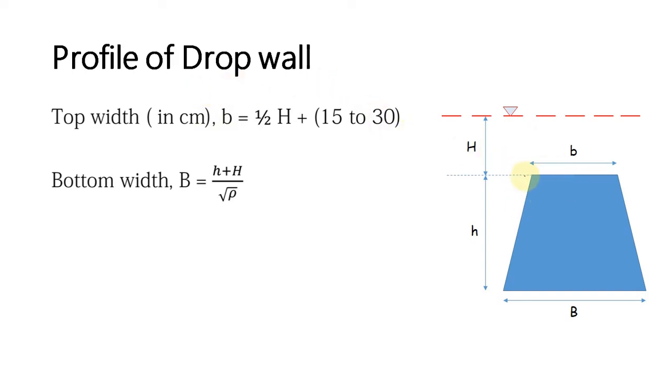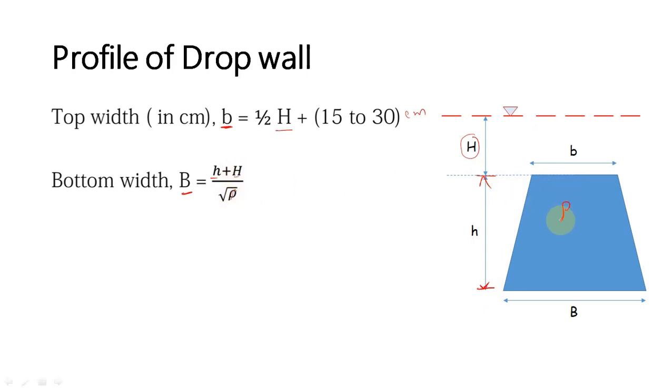Generally we have to do the stability analysis, otherwise you cannot fix it. But by the thumb rule, the top width B is equal to half of H, the total depth of flow, plus 15 to 30 centimeters. If the depth of flow is H, provide 15 to 30 centimeters more than the depth of flow as the top width of the drop wall. But for the bottom width, B is equal to the height of the drop wall, small h, so h plus h under root rho.